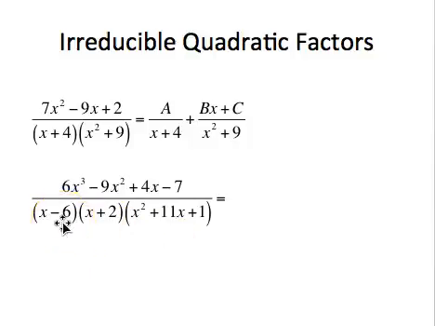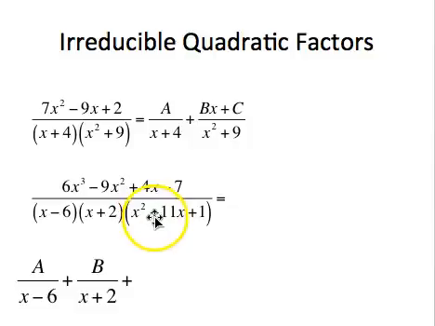X minus 6 is there once, so I need a over x minus 6. X plus 2 is there once, I need b over x plus 2. Now what about the x squared minus 11x plus 1? What's happening here? That is a quadratic factor that does not break down into linear factors. I cannot factor it over the rational numbers, over the real numbers, probably. So we're not going to try to factor that. We're just going to recognize that's order 2. So what has to go on top is an order 1 polynomial.